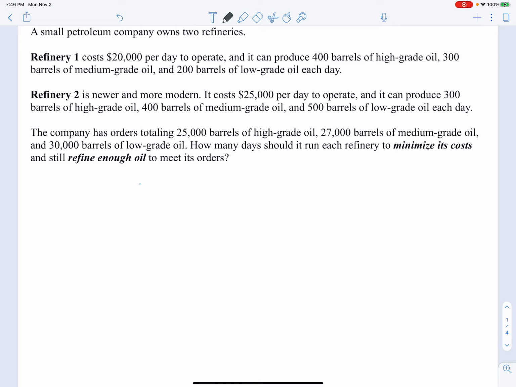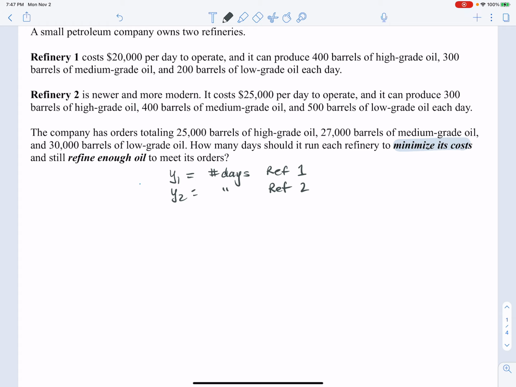So as we can see from the problem, we're trying to figure out how many days each refinery should be used. Since this is a minimization problem, and what tells us that is right here, we're going to say Y1 is the number of days for refinery 1, and Y2 is the number of days for refinery 2. All right, so with that in mind, let's make a table to organize this information.